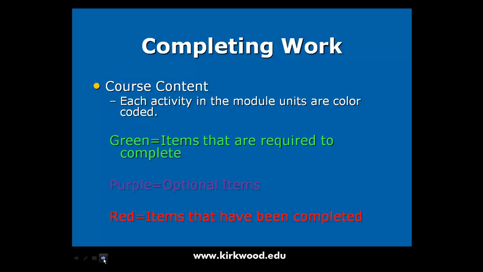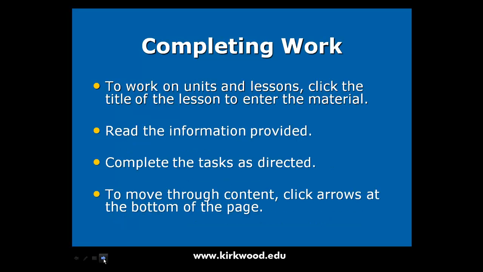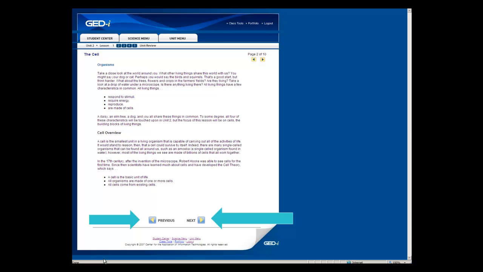As you work through the module units, you will see that each activity is color-coded. Activities in green are ones that you will need to complete. Items in purple are ones you may choose to do, and those that are in red have been completed. To work on units and lessons, click the title of the lesson to enter the material, read the information provided, and complete the tasks as directed. To move to the next item in the lesson, click the arrows located at the bottom of the page.